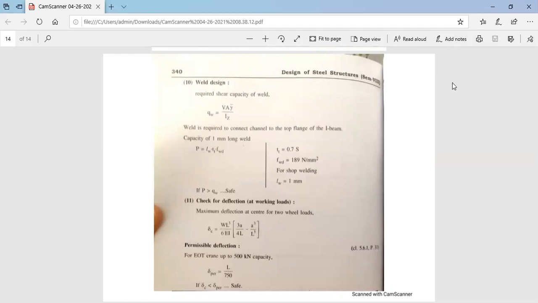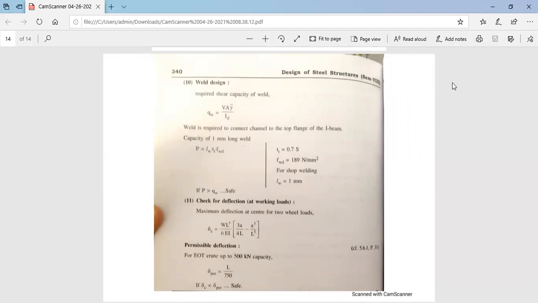And our last step is weld design. The required shear capacity of the weld, Qw, is equal to V A y bar divided by Iz. Here the weld is required to connect the channel to the top of the flange of the I-beam. The capacity of 1 mm long weld, P, is equal to Lw tt into fw. If P is greater than Qw, then it is safe.